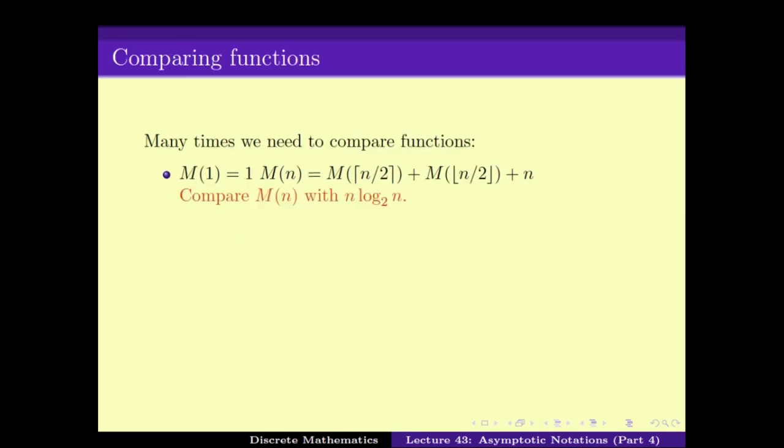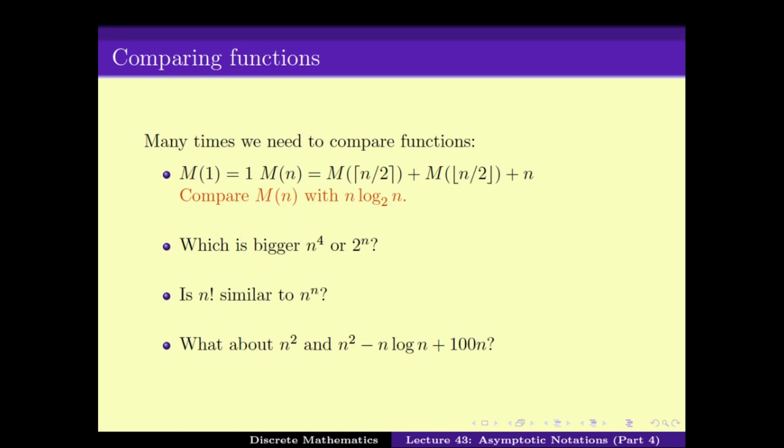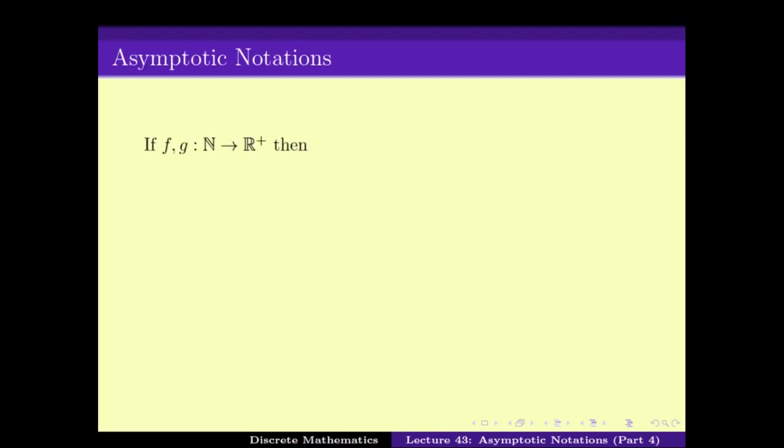And this took us to a different tool of how to compare functions. So how to compare m_n with n log n, how to compare n to the power 4 with 2 to the power n, how to compare n factorial with n to the power n, and so on and so forth. And what we have seen is that there is this whole thing called asymptotic notation that helps us to get a hold on how these functions behave. In short, f equals big O of g if f is less than a constant times g. This is also told as g equals big omega of f.